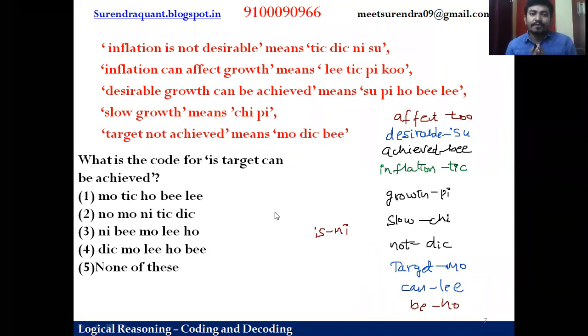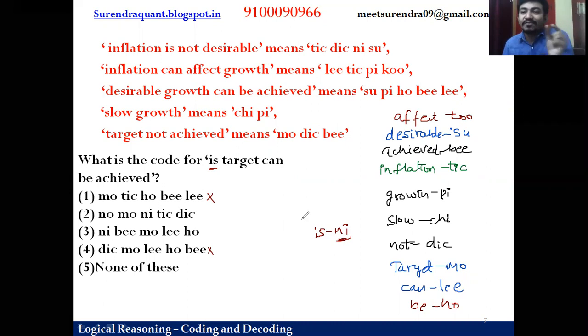What is the code for is target can be achieved or not? In this, the coded words can be jumbled, guys. They need not be in a specific order. So is means ni. Ni should be an option. Here ni is not there. In this ni is there. Here ni is not there. I'm eliminating those because is is coded with ni, right? So ni should be one of the decoded words in the option. It doesn't have it.